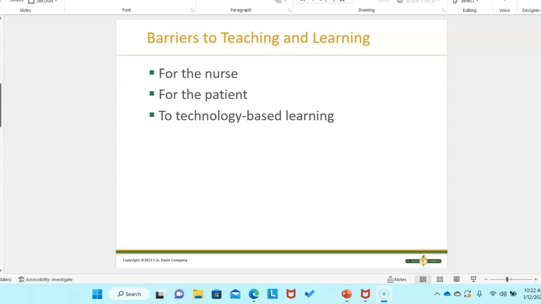Barriers for the patient include illness, fatigue, or other physical conditions, anxiety, the environment, the lack of time, the language barrier. Barriers to teaching with technology-based learning include access to the internet, technical problems, time issues, diverse learning styles. Some people are not willing to learn through a computer or an iPad, especially the older population.